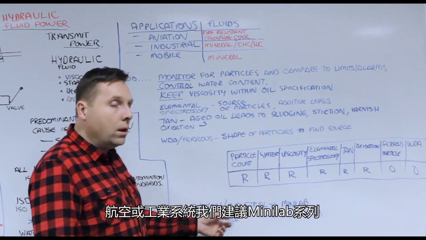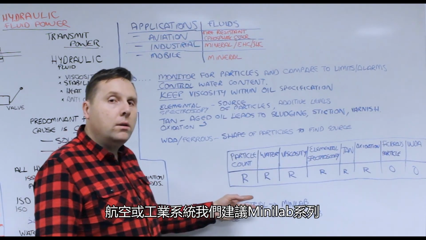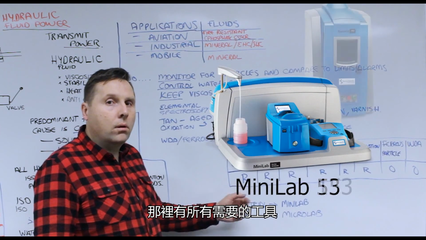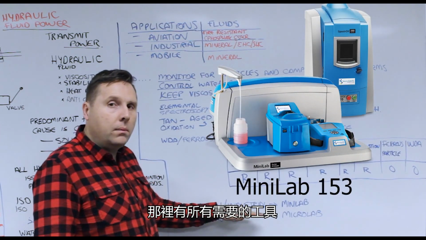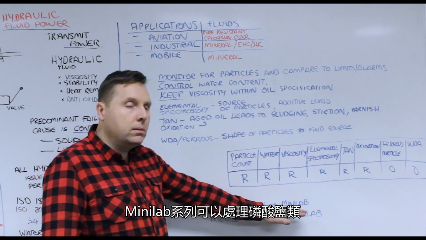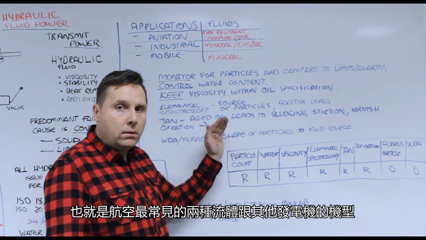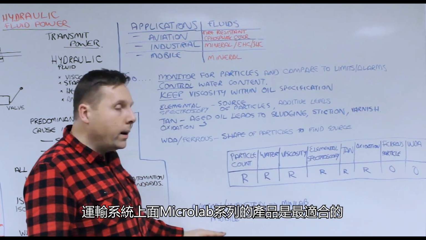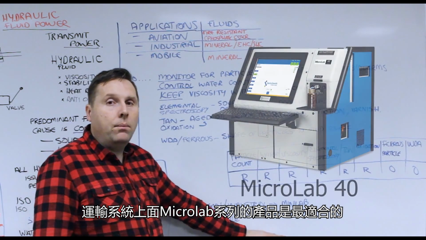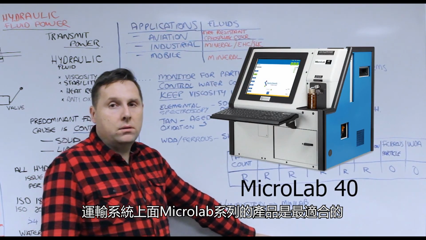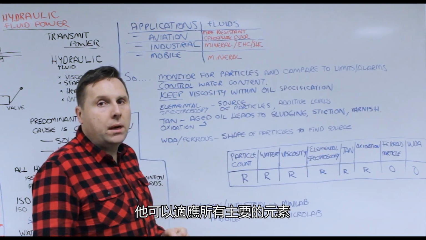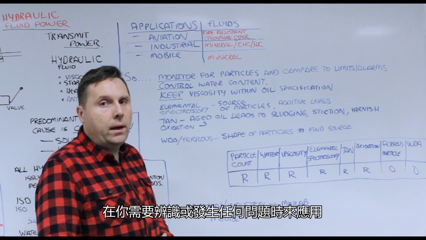For aviation and industrial systems, we recommend that you look at the MiniLab solutions because they have all the tools for that type of environment, and the MiniLab is able to handle phosphate ester type fluids that are often seen in aviation and some power generation applications. For mobile systems, the MicroLab family of products is an ideal solution because it is able to hit all the major elements you need to identify if there are any problems showing up.